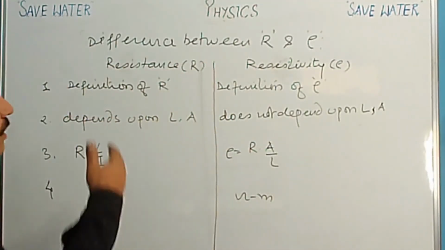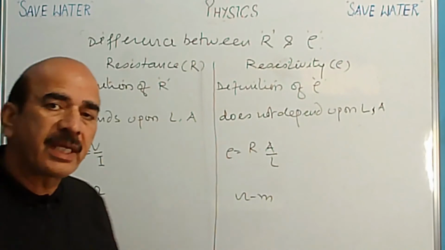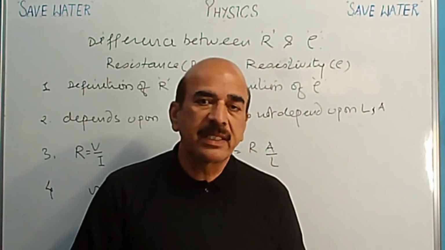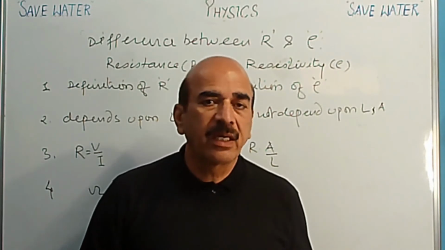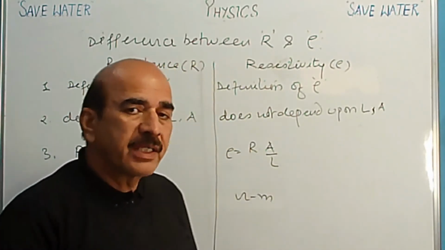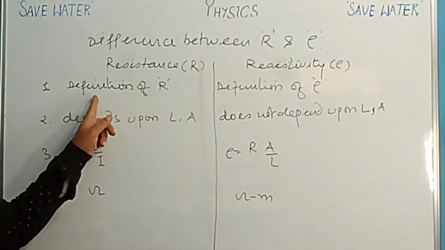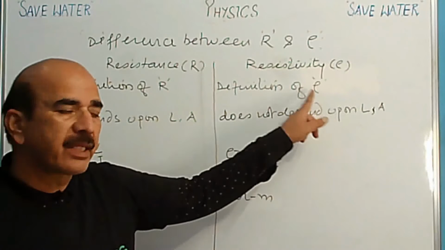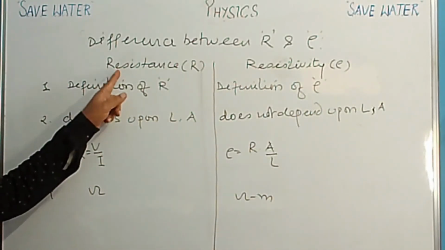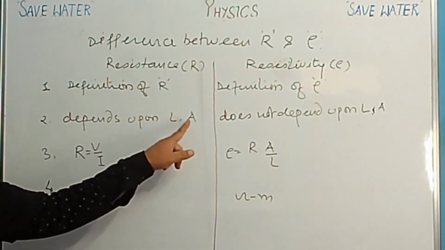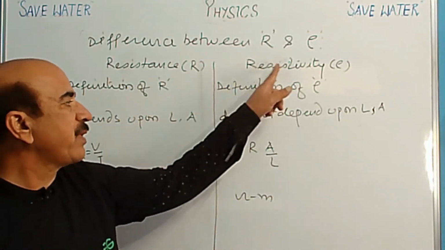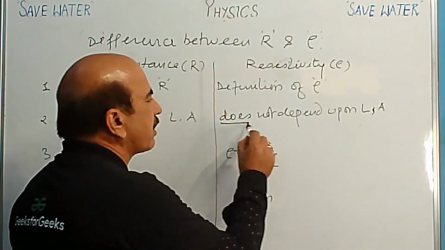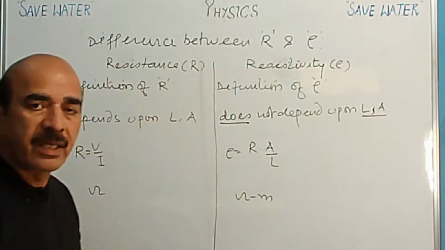So these are the differences. Sometimes this question can also be asked in the board exam: what is the difference between resistance and resistivity? It is not given in books. It's very simple. First you have to write down the definition of R and the definition of resistivity. Then second, resistance depends on length and area of cross section, and resistivity does not depend upon the length and area of cross section of the conductor.